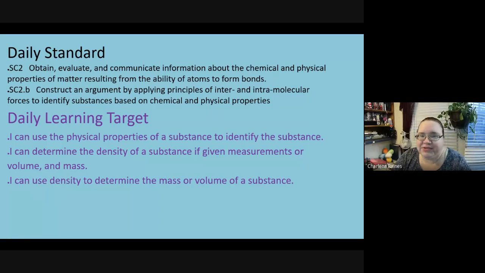Good morning, chemistry students. In this video lesson, we are going to be continuing our discussion on Standard 2B. Specifically, we are talking about how we can use density to identify substances. Density, of course, is a physical property of matter that we can actually use to identify a pure substance. We'll leave it at that.